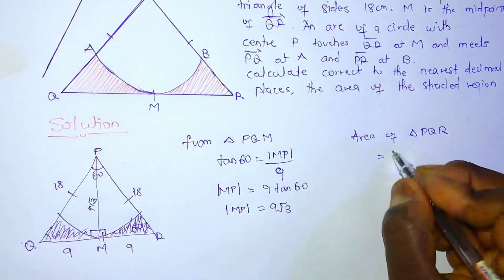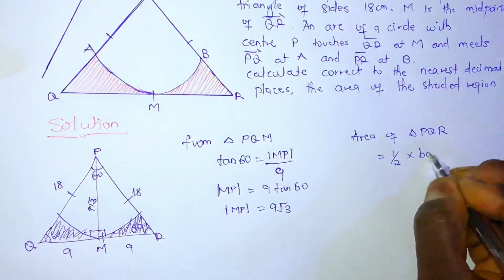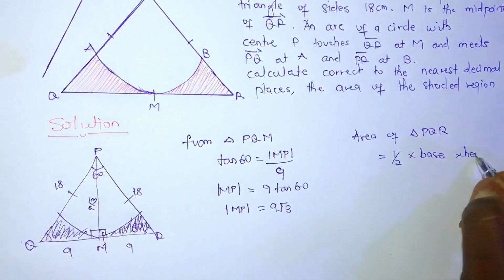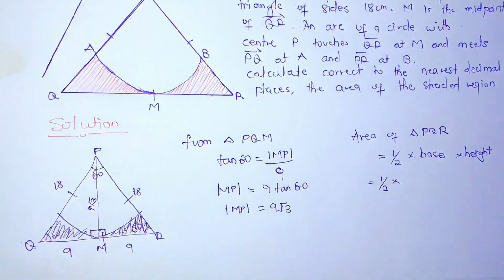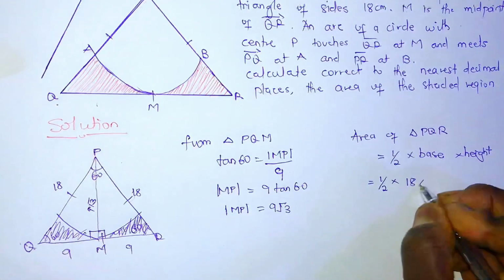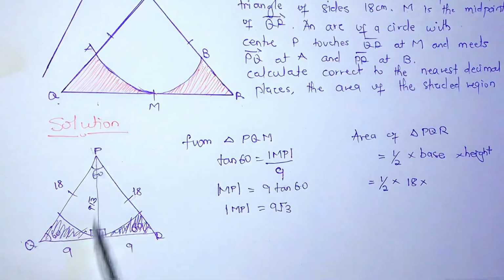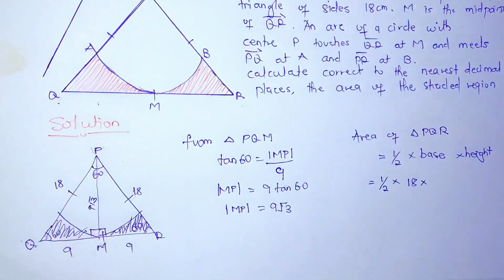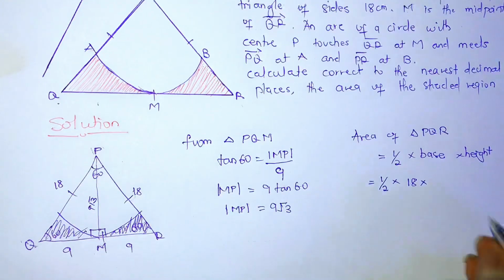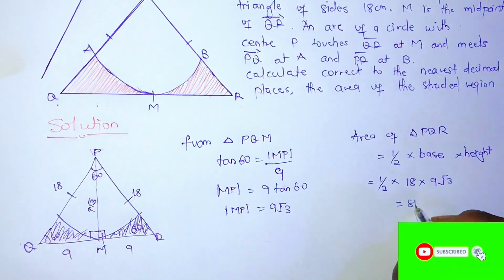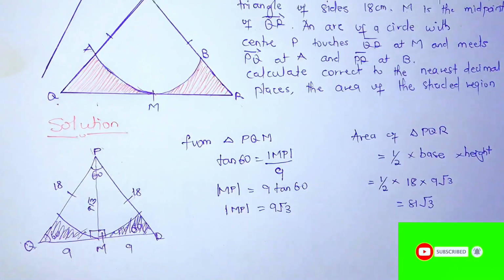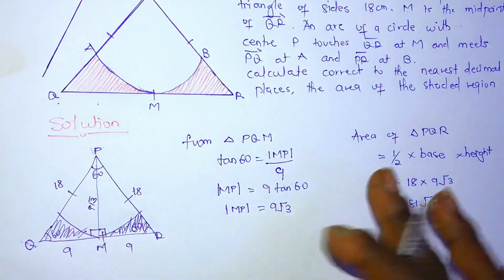and we know this is equal to half times base times height. So half times the base, which is from Q to R, and that's 18. And we just found the height, which is MP, the height from P to the base, to be 9 root 3. So times 9 root 3, and everything here will be 81 root 3. So that's the first thing we've done.